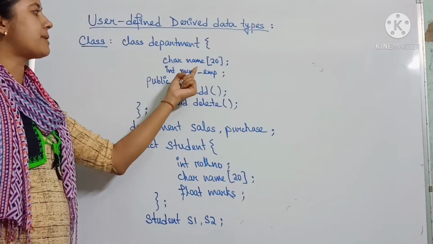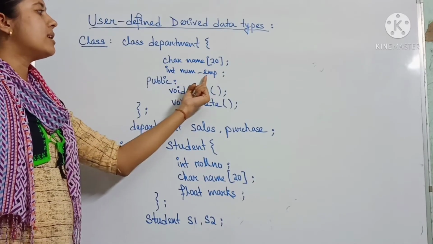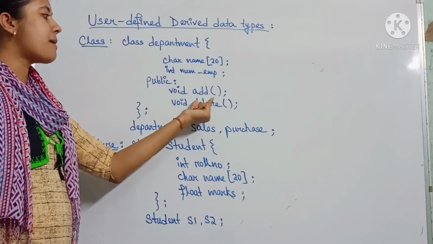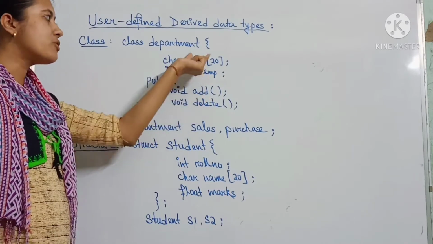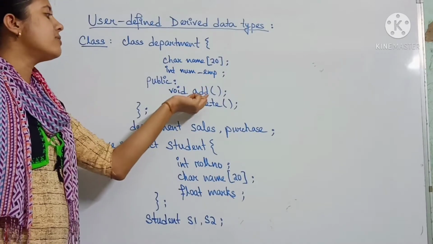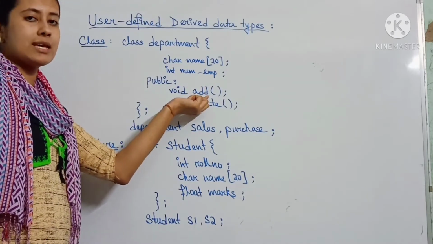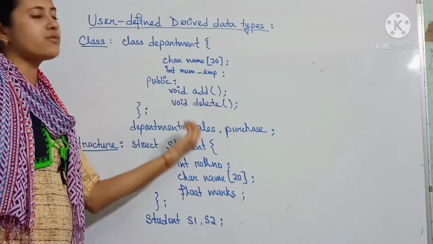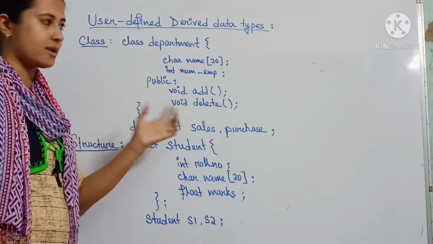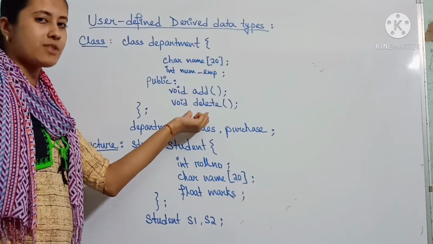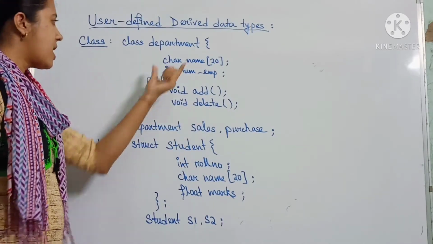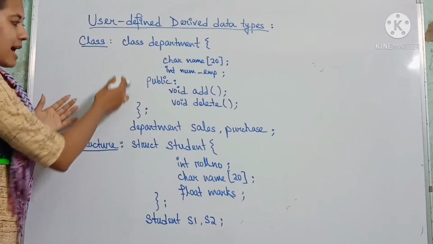These are data members, that is name, num, emp, and these are member functions, that is, suppose add. Suppose we want to add a new employee to the department, then we can do it through this function. Then delete. Suppose this employee has left the department, so I want to delete the name of the employee. For this, the delete function will be used. Now here ends our class definition.